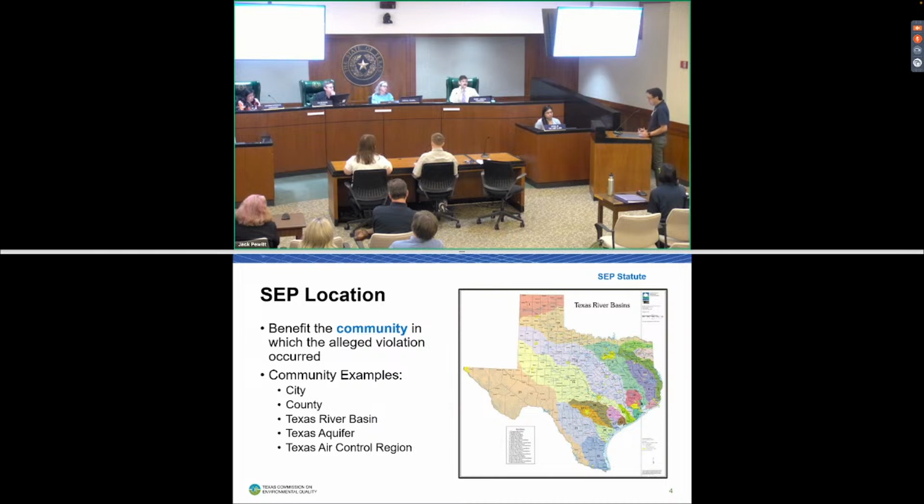SEP location. The SEP statute also says that it should give preference to benefit the community in which the alleged violation occurred. Community is not defined within the SEP statute. So through policy, we've created community examples such as city, county, Texas River Basin, Texas Aquifer, and Texas Air Control Region, just to name a few.